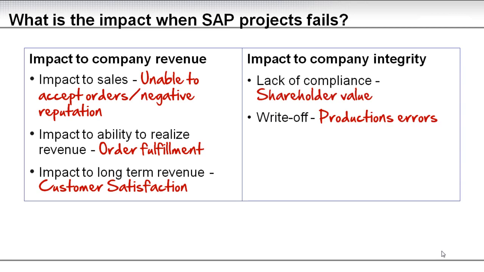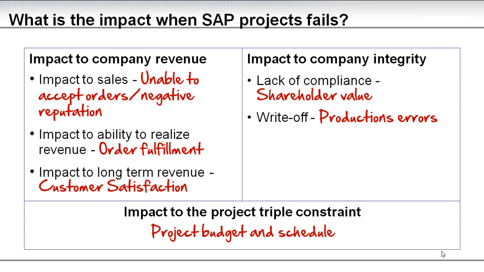It can also be impact to company integrity. So lack of compliance, shareholder value, there are very strict requirements about what compliance rules you need to adhere to, especially if it's a public company. And you might need to perform large write-offs. That could be the project cost itself. It can be the entire project you scrap, or it can be production errors or other items that come as an effect of the SAP solution not performing as expected.